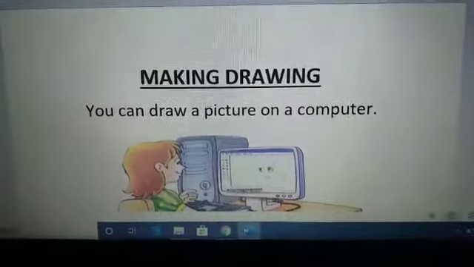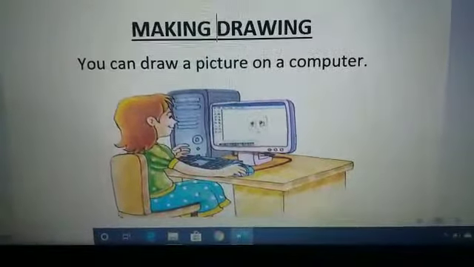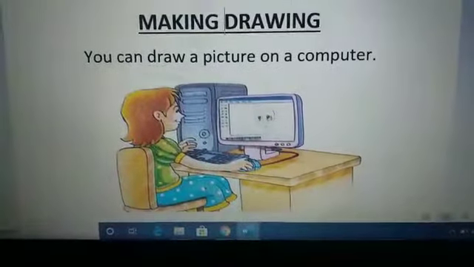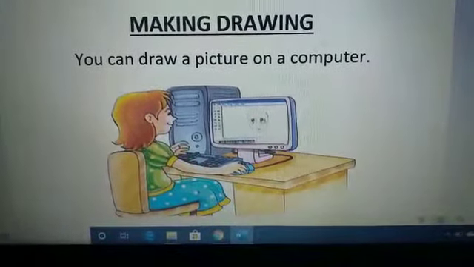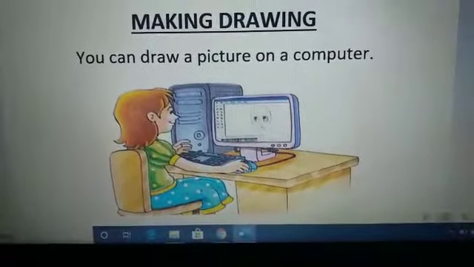Making drawing. You can draw a picture on a computer.